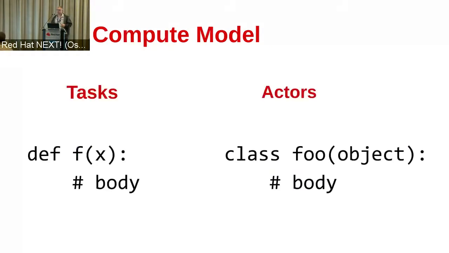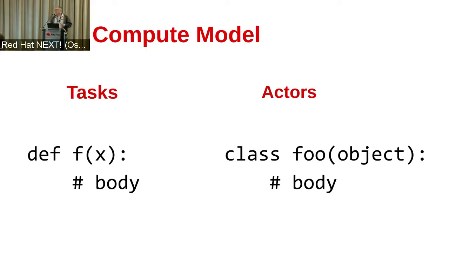So Ray's compute model is actually pretty nice. It's Python native, and it has two kinds of compute objects. One is tasks, which are just something that you tell it to go do. It does it and returns a result. And then it has actors, which function as durable processes that live out on the Ray cluster, like services.